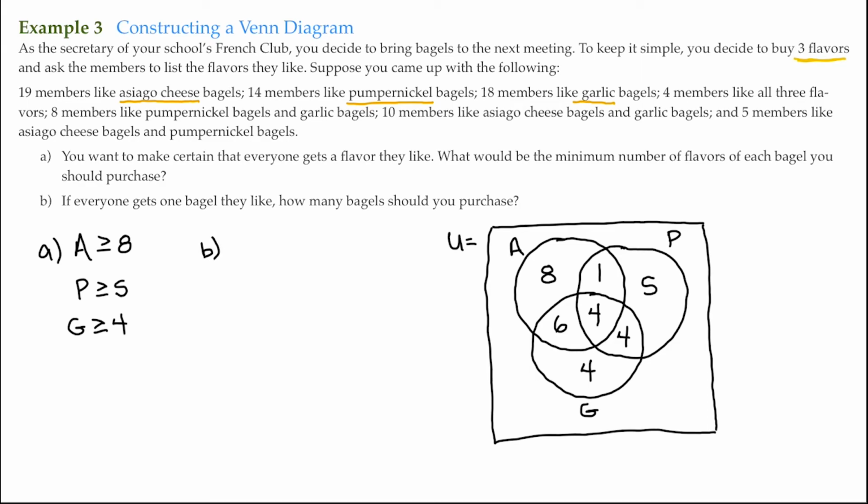For B, it says if everyone gets one bagel they like, how many bagels should you purchase? Well, now all we have to do is add up each of the regions here. So if we add all these up, 8 plus 1 plus 5 plus 6 plus 4 plus 4 plus 4, that comes out to be 32 bagels. So you'll have to purchase 32 bagels, with at least 8 of them being Asiago cheese, at least 5 of them being pumpernickel, and at least 4 of them being garlic.